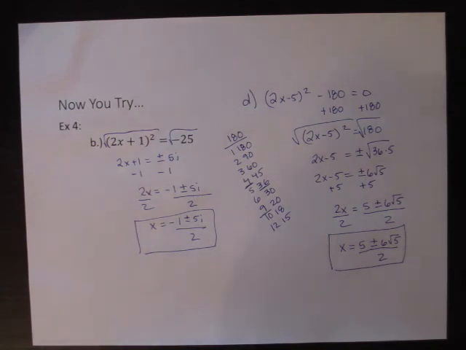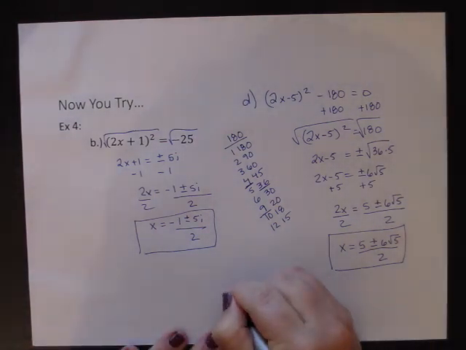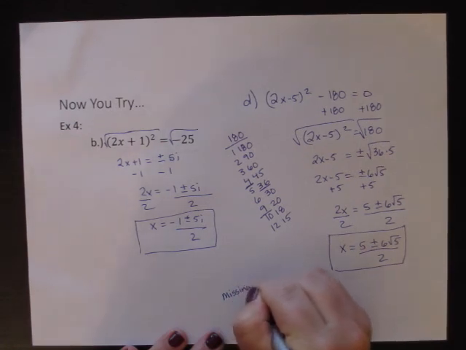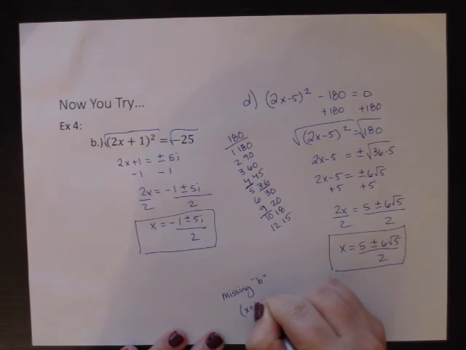Okay? So that's 9.1. So now what I need for you to do is knock out this homework assignment. Make sure that you show all work. And remember, you're either going to be missing your b from your quadratic equation, or it's going to be (x + b)² equals some type of k.